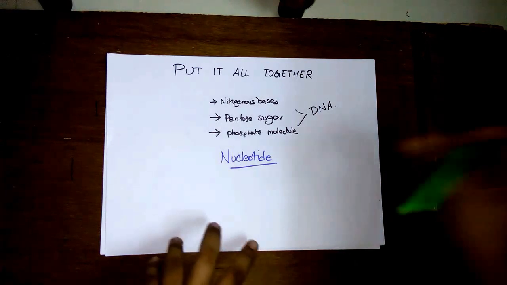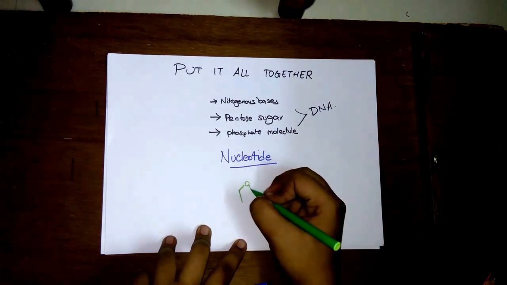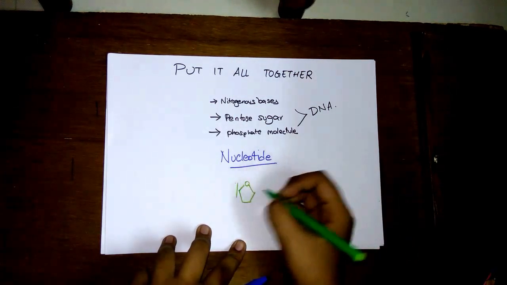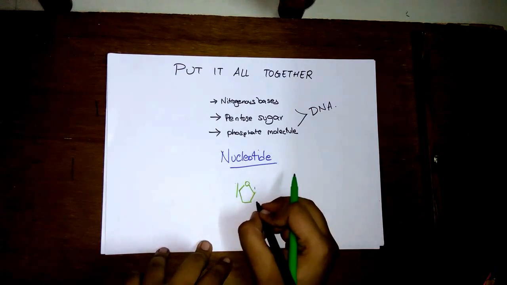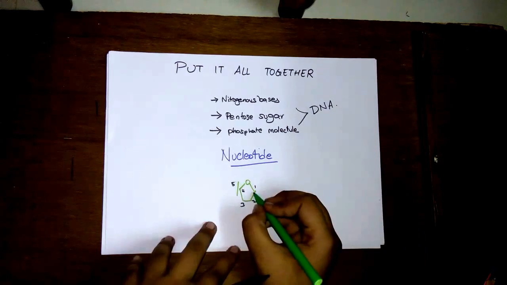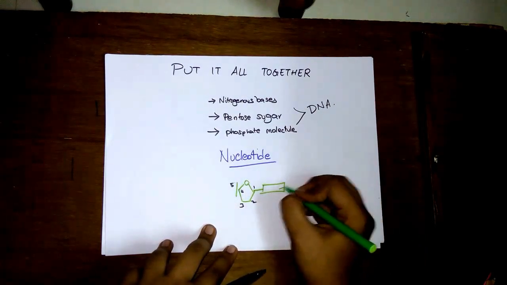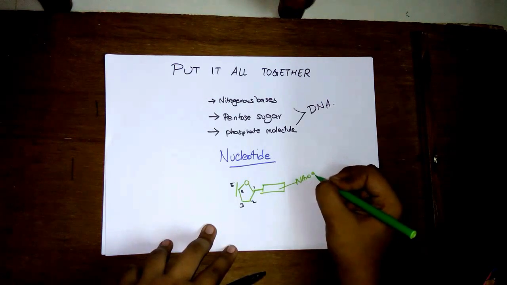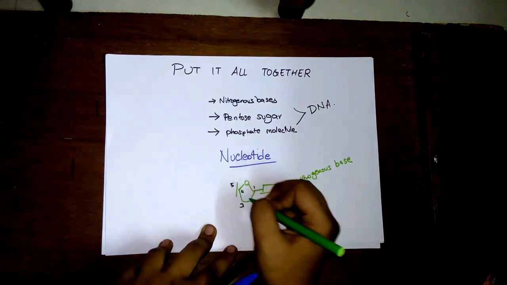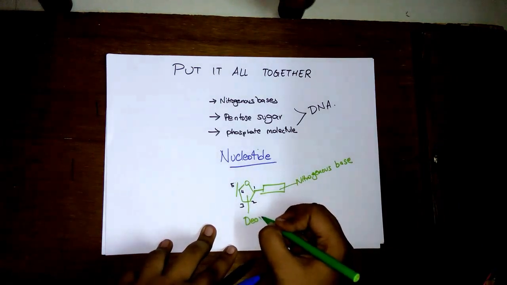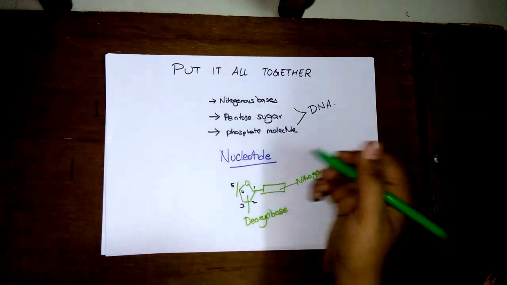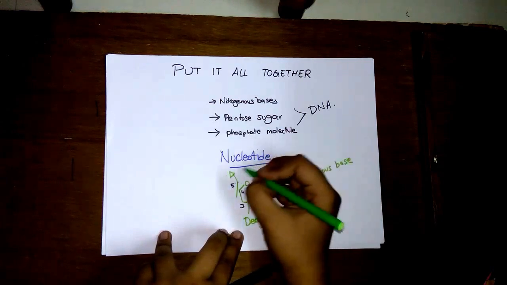A nucleotide is a pentose sugar, which in this case is deoxyribose, and that's the fifth carbon. So we're going to number the carbons again: 1, 2, 3, 4, and 5. On the first carbon you have that nitrogenous base, and this would be your deoxyribose. And on the fifth carbon you have that phosphate group attached.